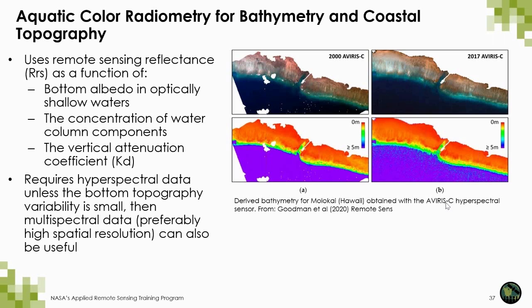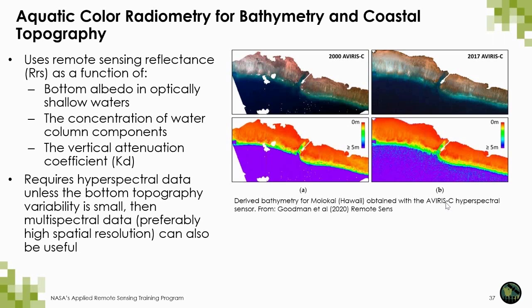And finally, aquatic color radiometry, as we saw last week, is used for retrieving biogeochemical and water quality parameters for coastal and oceanic waters. For optically shallow waters, which are defined as aquatic areas where the remote sensing reflectance is affected by the bottom substrate, aquatic color radiometry also provides information on the bottom albedo, which is how much the bottom reflects, and water depth as a result of the analysis process.